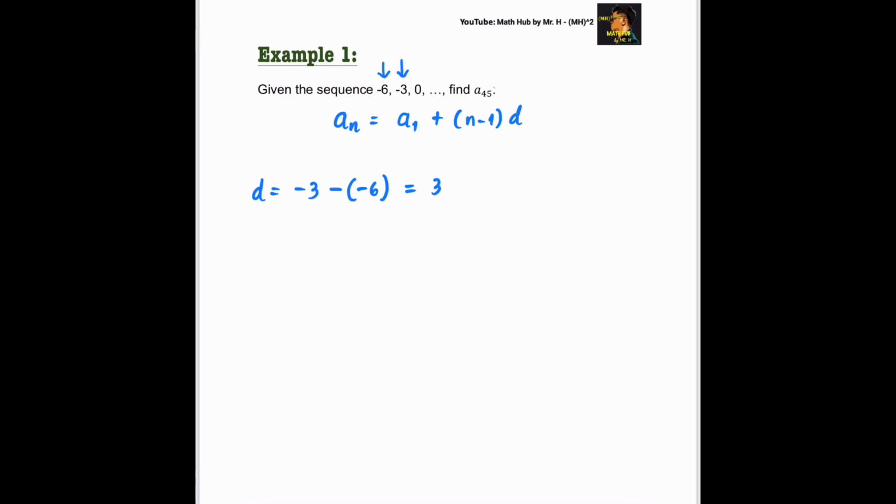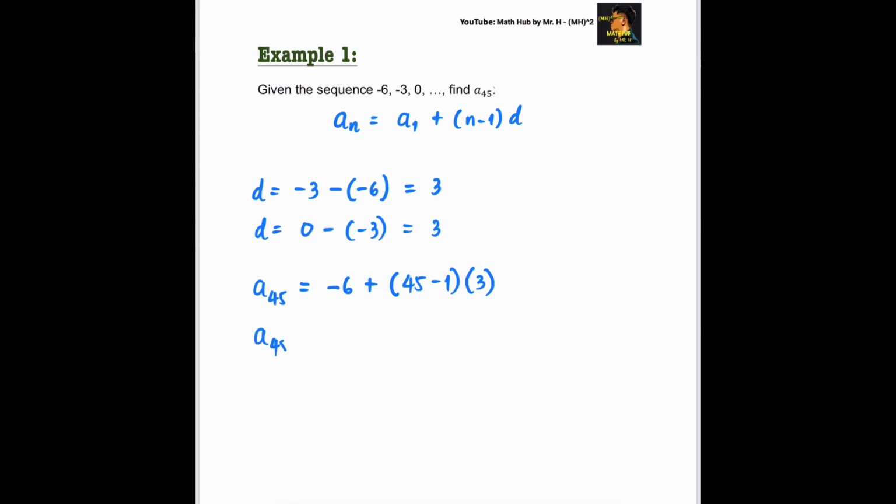You can also check for the second pair. So we take 0 minus -3 is +3. Alright, so it's consistent, the same value. So after finding the common difference, we're ready to find the 45th term. By applying the formula here, we'll have a sub 45 equals the first term is -6 plus n is 45 minus 1 times the common difference, which is +3.